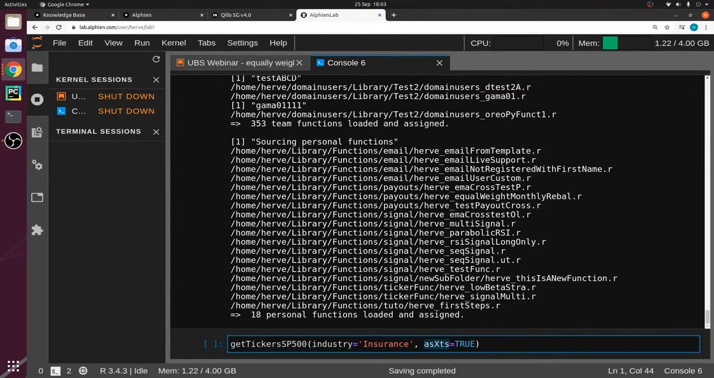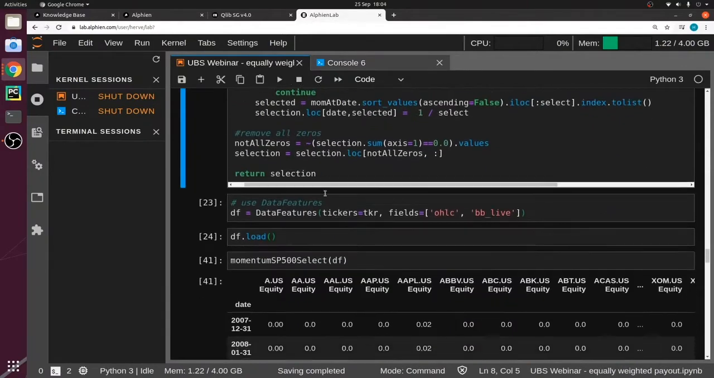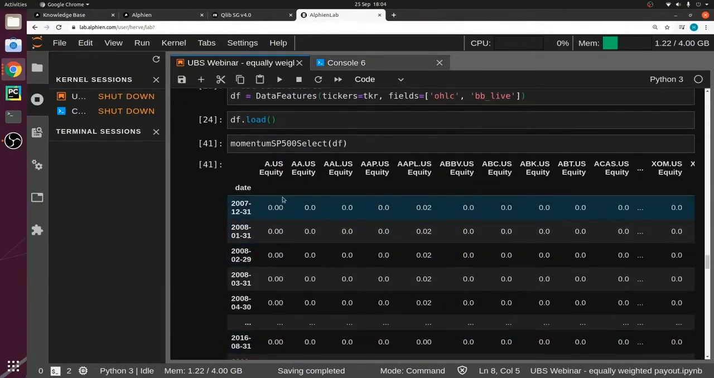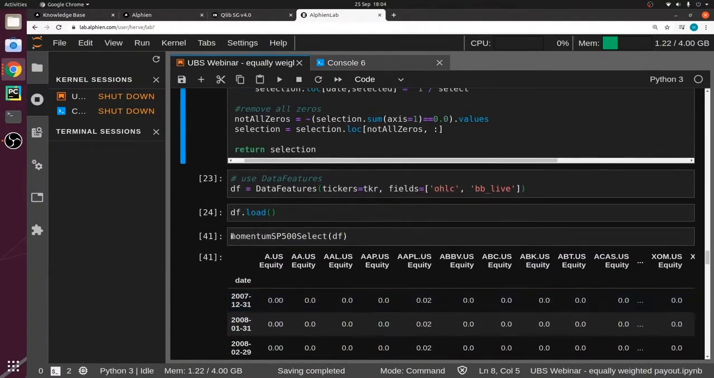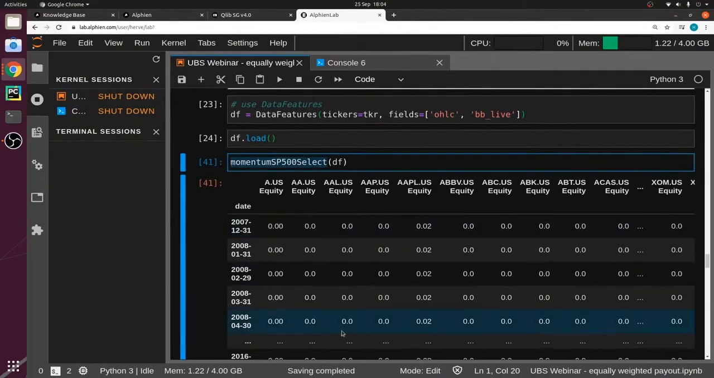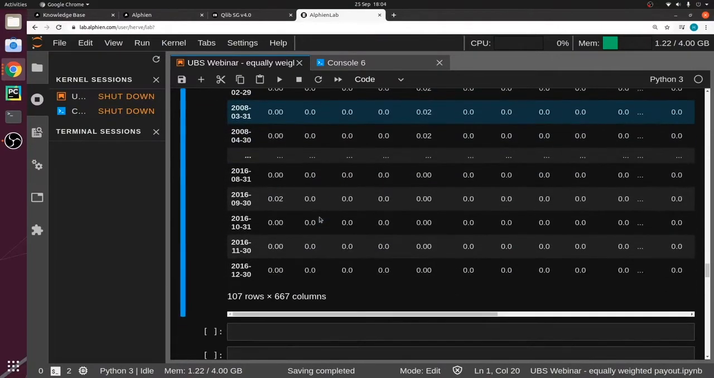I'm having a question about what is the meaning of the returned data frame by the payout function, and that's good because we have one here. So let's just analyze this. Here you saw that the payout function, we called it with our data features, and it's returning a matrix of 107 rows by 667 columns.